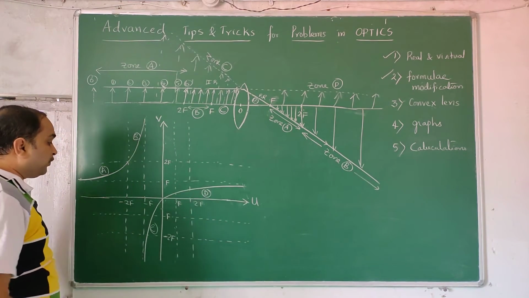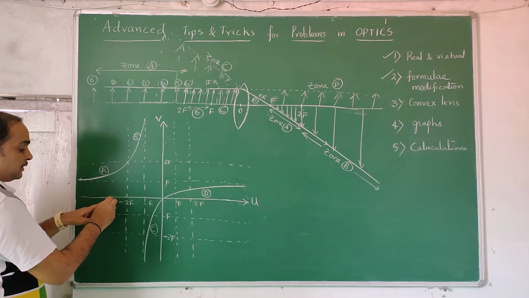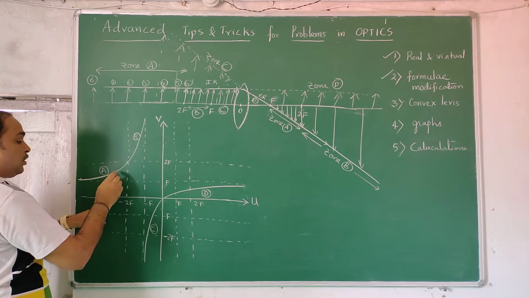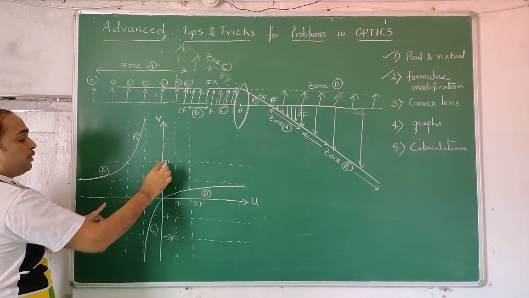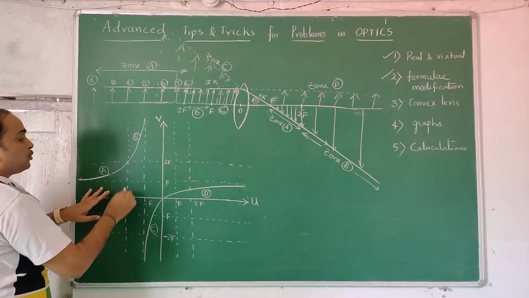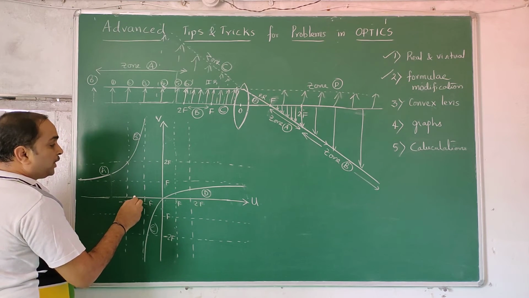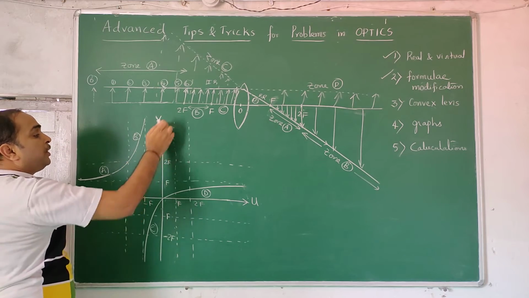So at any time, for example, if the object is beyond 2f, it is kept somewhere here. So extend here, this is the object distance, and you will get an image distance between f and 2f. If the object distance is 2f, the image distance is 2f. If the object distance is between 2f and f, you take some point here, and the image distance will be beyond 2f.